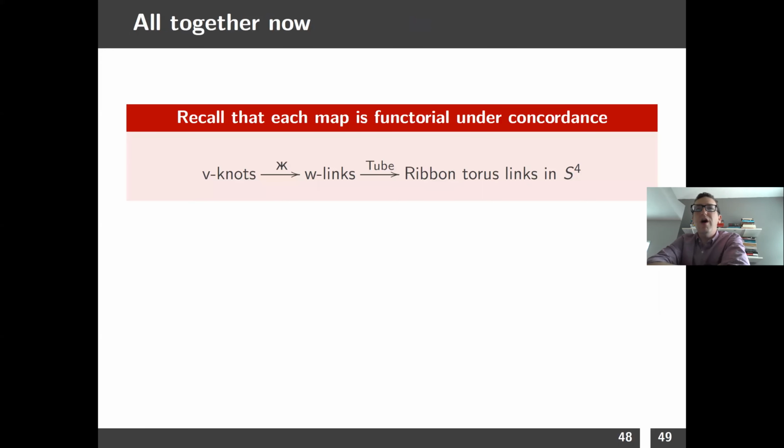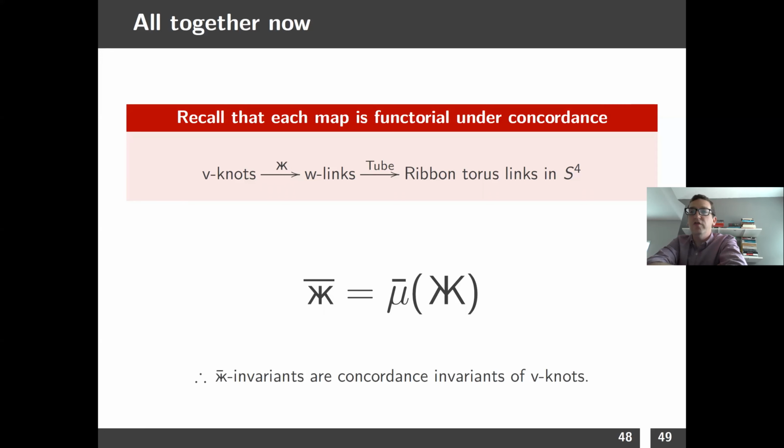Okay, so if we put all of this together, what do we have? Recall that each of our interesting maps is functorial under concordance. We have the J map, which goes from virtual knots to two-component semi-welded links. We have the tube map, which goes from welded links to ribbon torus links in S4. The J-bar invariants are just the mu bar invariants composed with the J map. All of those are functorial under concordance, and so that means that the J-bar invariants are themselves functorial under concordance.